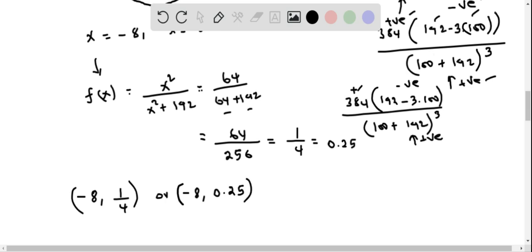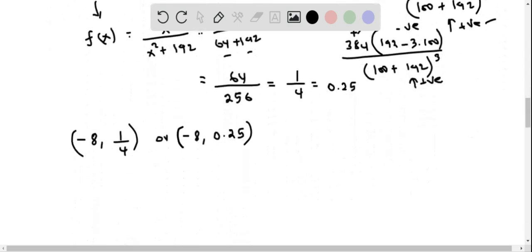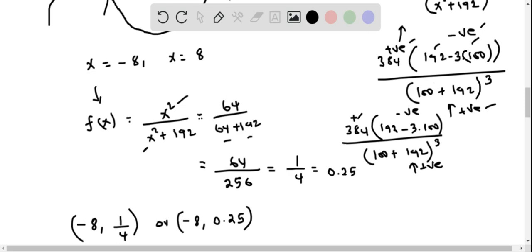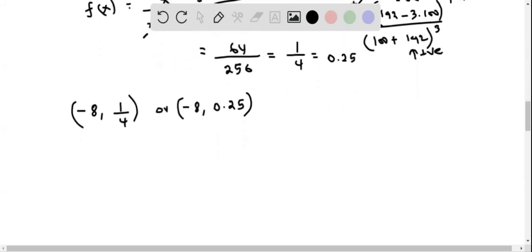And similarly, when you plug in x equal to 8 into this, we get the same value, because this is going to be positive 64. So we are going to get the same y value. So we say that 8 comma 1/4 is also a point of inflection, or 8 comma 0.25 in terms of decimals. This is also a point of inflection.